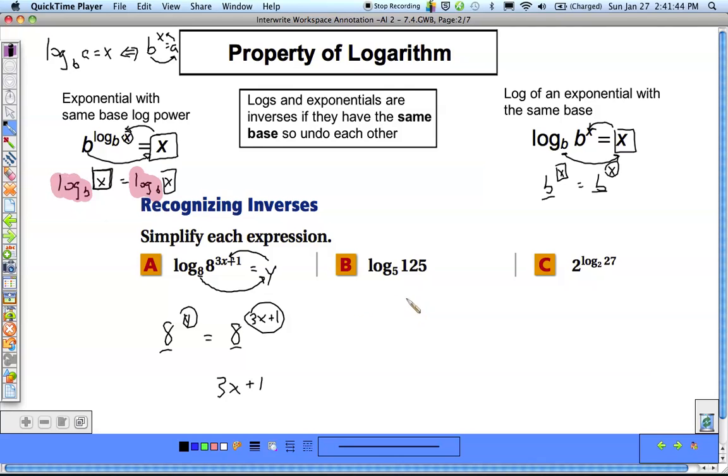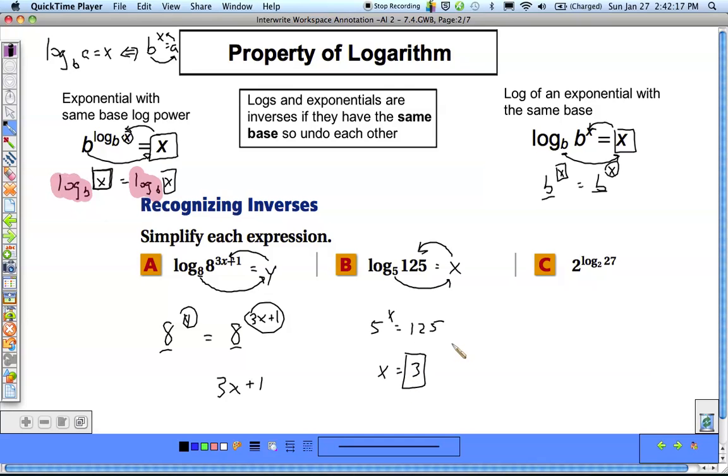The second example, we're taking the log base 5 of 125. We don't know what this is equal to, so let's just say right now it's equal to x and change it out of logarithmic into exponential. So this is going to be 5 raised to the x equals 125. What number would we raise 5 to in order to get 125? That would be the third power. So in this case, log base 5 of 125 is just equal to 3.